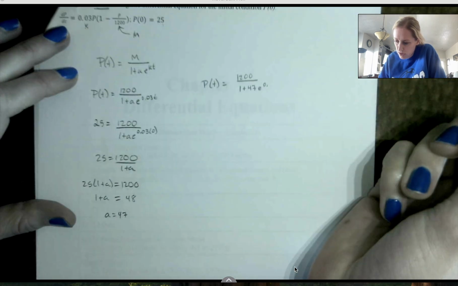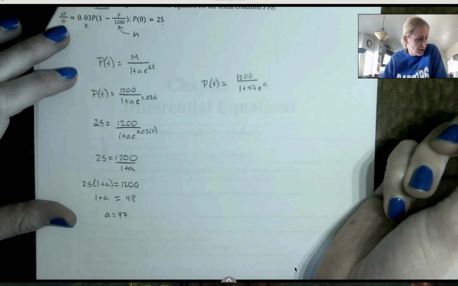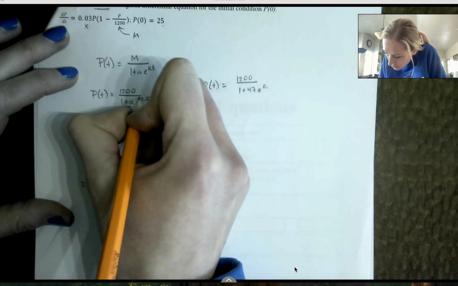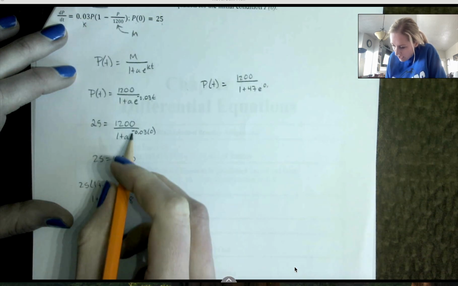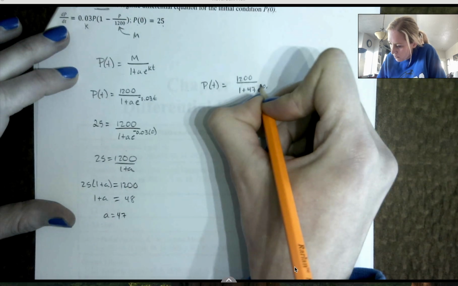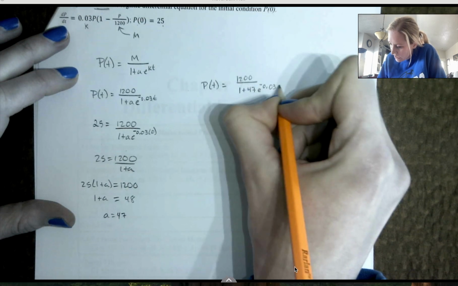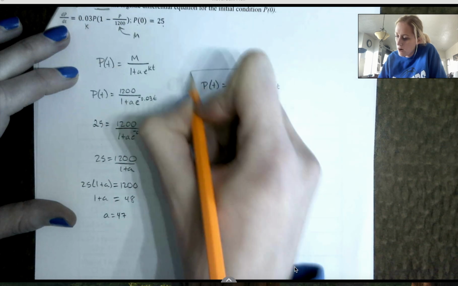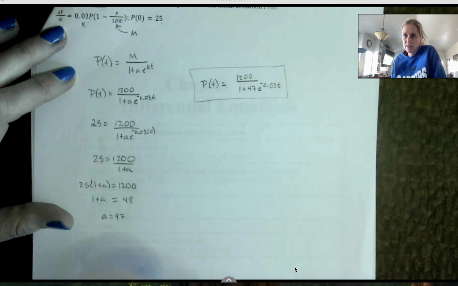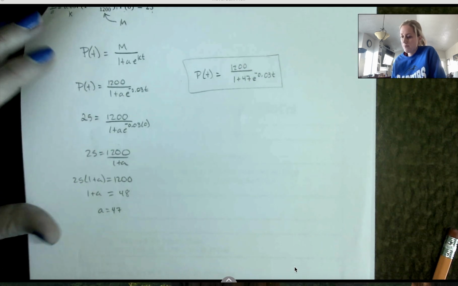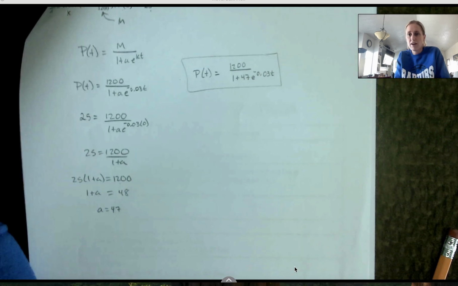Oh, and should this be negative? Sorry, guys, this should be negative, because it's negative K in the solution. And that's fine, negative times 0 is still 0. But we want to write it correctly. And then t. So now I could solve for the population at any time t, given that solution equation. And that's it for 7.5. Thanks for watching.